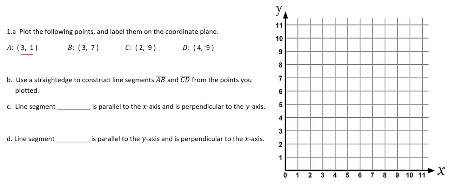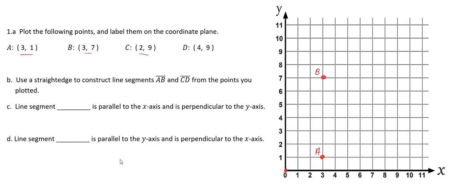So point A will be found at 3, 1. Which means I'm going to start at the origin, move over 3 and up 1, and I'll label that A. Point B will be found at 3, 7. Start at the origin, move over 3, up 7, and that will be point B.